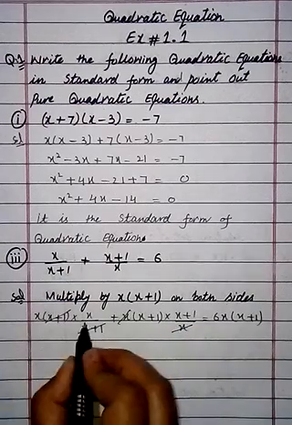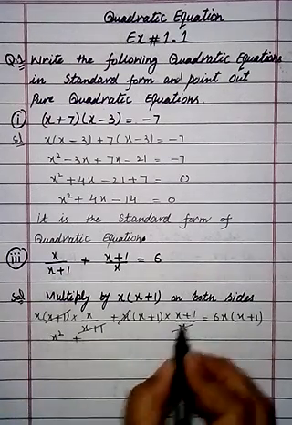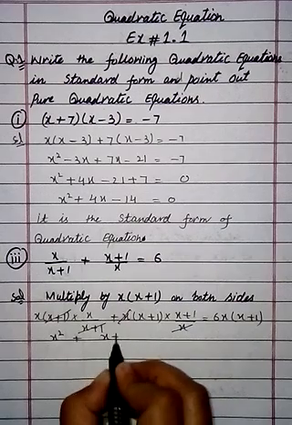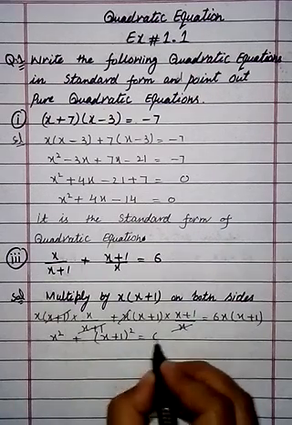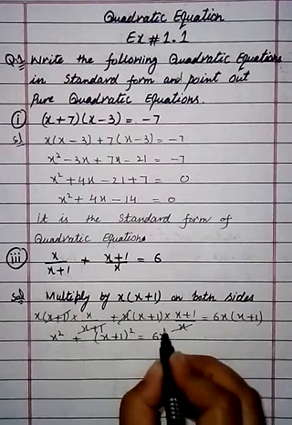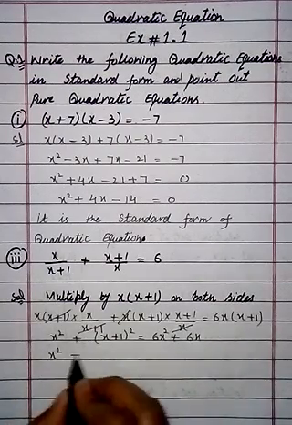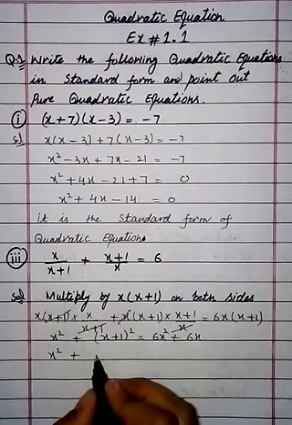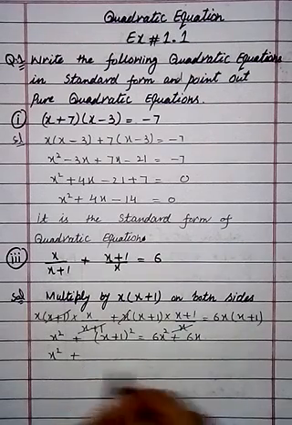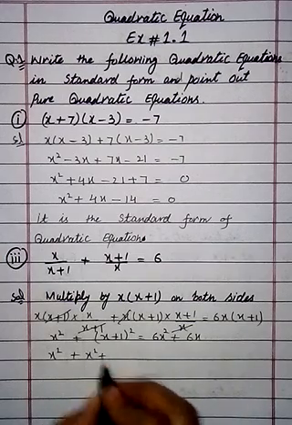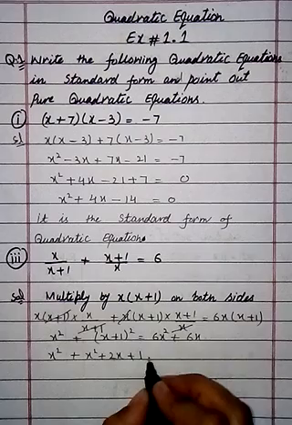Now write the remaining terms here. So x square plus x plus 1, x plus 1 written here 2 times, so write it as x plus 1 whole square. Now 6x multiplied by x plus 1 gives 6x square plus 6x. Now you have to open the square of this. Apply the formula a plus b whole square equals a square plus 2ab plus b square. X square plus 2x plus 1. The square of 1 will be equal to 1.